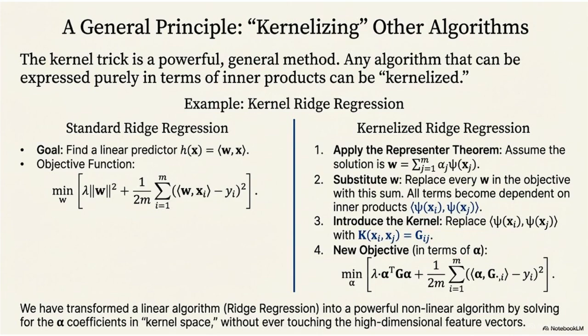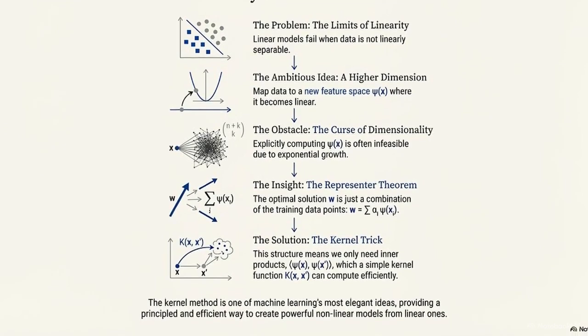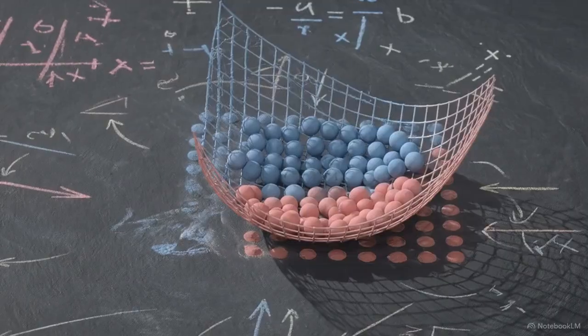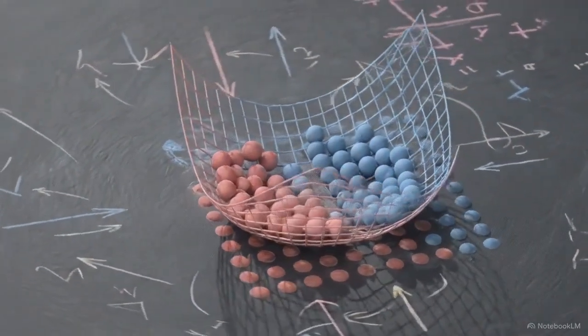This flowchart summarizes the entire conceptual journey, moving from the limits of linearity through the obstacle of dimensionality, and finally to the efficient solution provided by the representer theorem and the kernel function. The kernel trick is a masterpiece. It upgrades simple models into complex pattern recognizers through the elegance of mathematics.